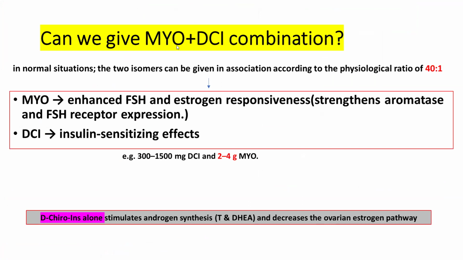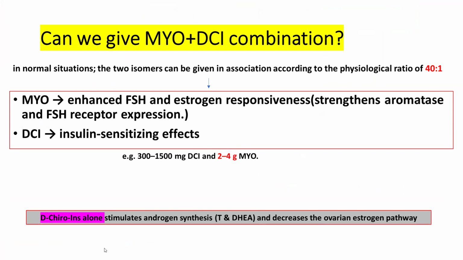So we understand now that myo is essential for folliculogenesis and maturation of the oocytes, while dicairo, in minimal amount, is needed to increase secretion of testosterone, which is needed for estrogen production. So in a normal situation, we have to give a 40 to 1 ratio as in serum. Myo enhances FSH and estrogen responsiveness, strengthening the aromatase and FSH receptor expression, while dicairo has an insulin-sensitizing effect, and it may help in testosterone formation, which is a precursor to estrogen formation by the granulosa cell.